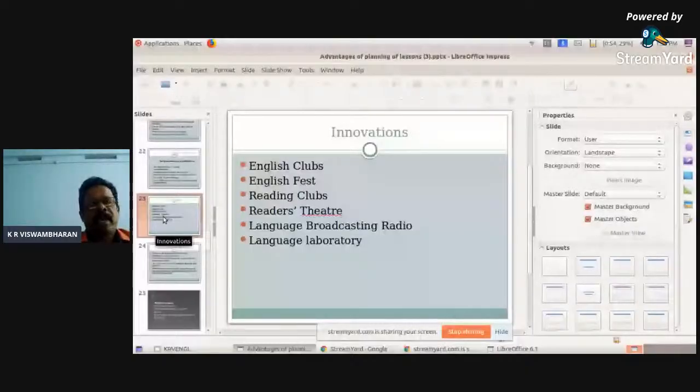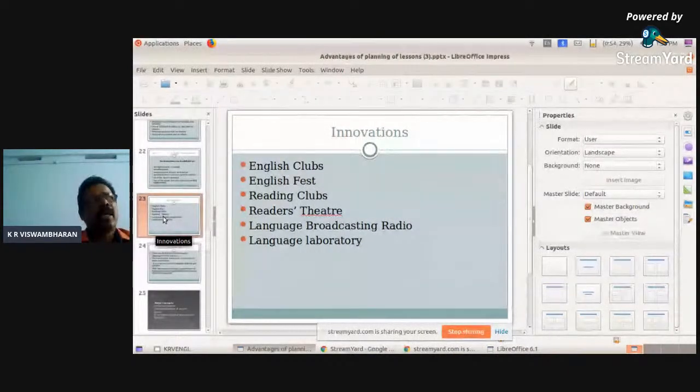The English clubs can celebrate English Day, one day in a week. A lot of activities can be done under the leadership of English clubs. They can organize expert speeches, innovative interventions in language, online tutorials. So many innovative, contextually significant activities can be taken up as a part of English club activities.